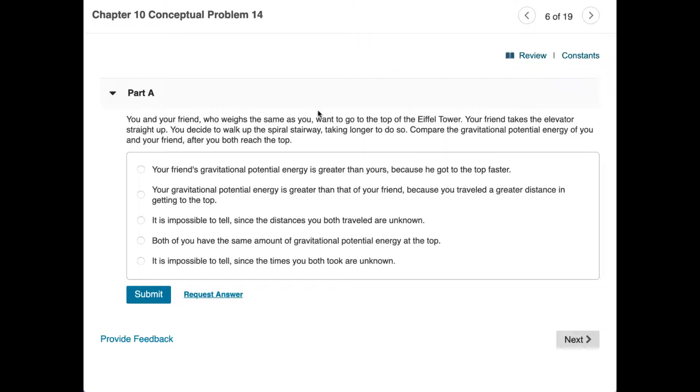Now, it's true your friend went faster, and so that matters to power, as we'll see in a later question. But gravitational potential energy is mgh. You both have the same amount of gravitational potential energy at the top because you have the same mass, you're on the same planet, and you ascended to the same height.